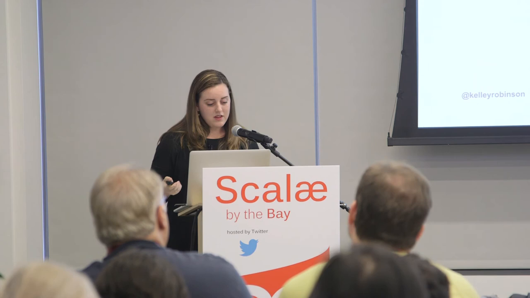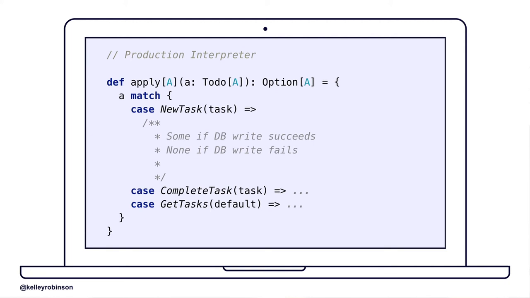And then really quickly, this is an example of what your production interpreter might look like. You can see how we're returning an option instead of a trivial context. And this is probably going to look a little different than your test interpreters, and that's expected.